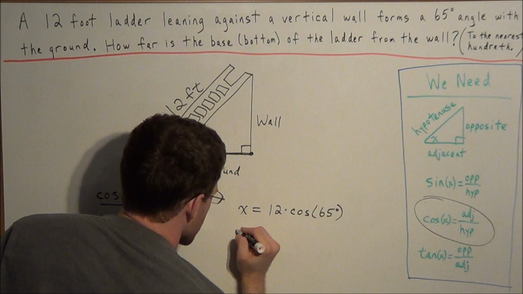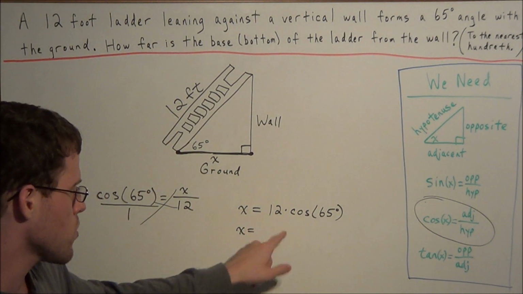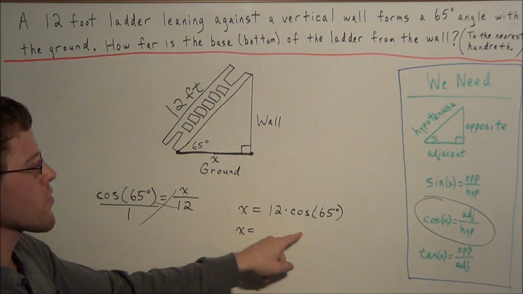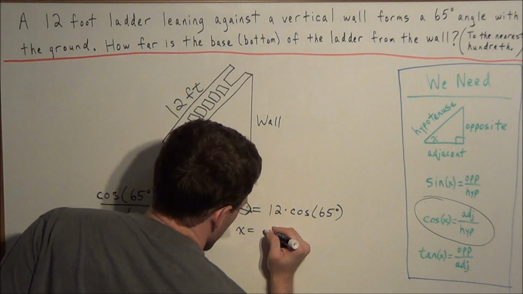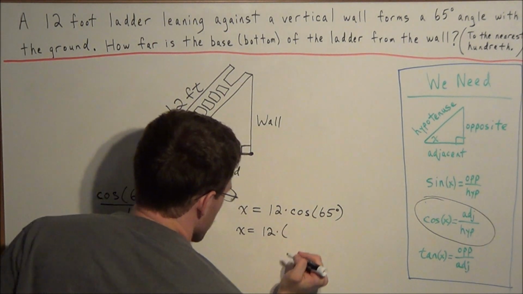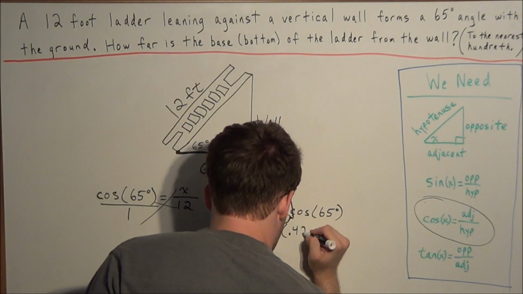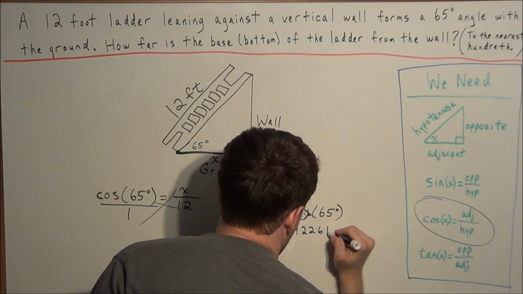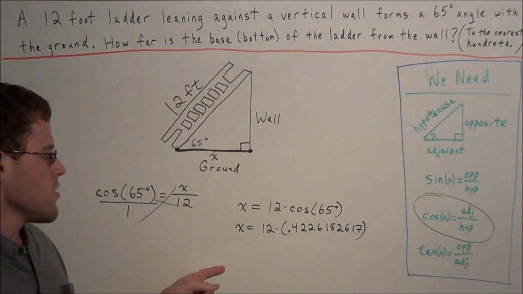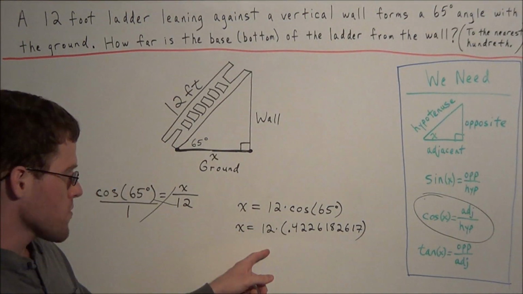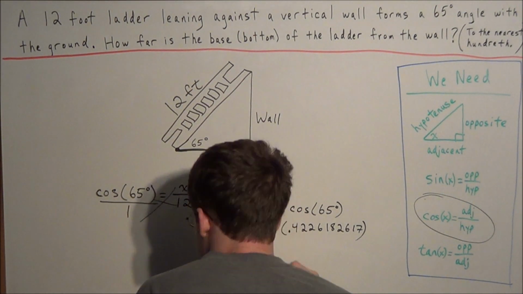So now there's two ways we could do this. We could simplify cosine of 65 first and then multiply that by 12. Or we could tell our calculator 12 cosine of 65 and we'll get the answer that way also. But let's say we did it the first way. We would have 12 times, and now the cosine of 65 degrees would give us 0.42261826117. It would give us a long decimal. So now we want to multiply 12 times this long decimal.